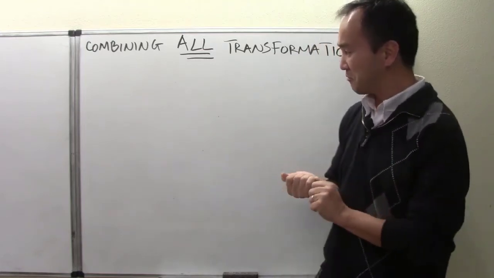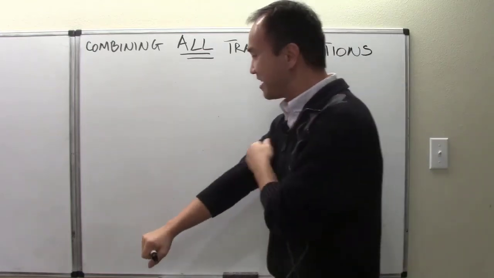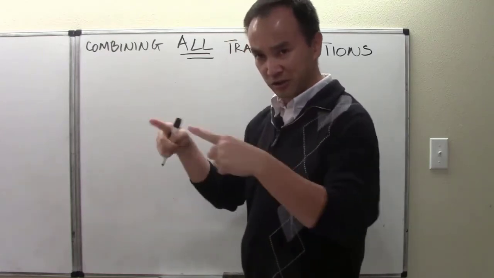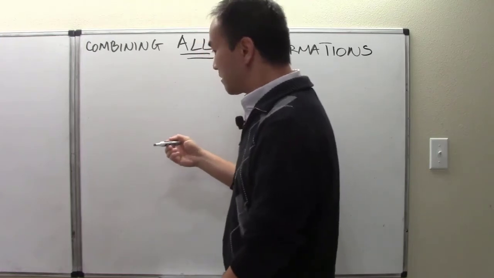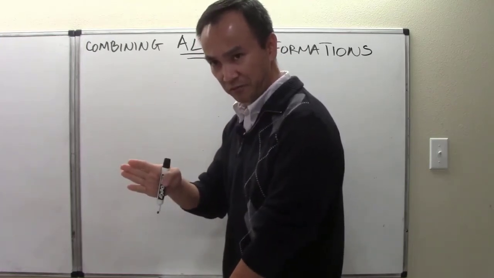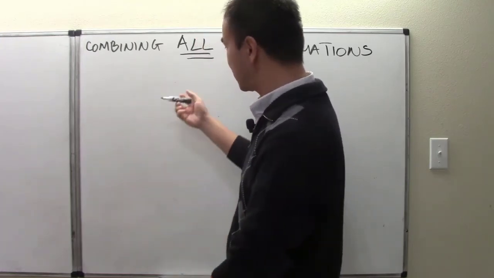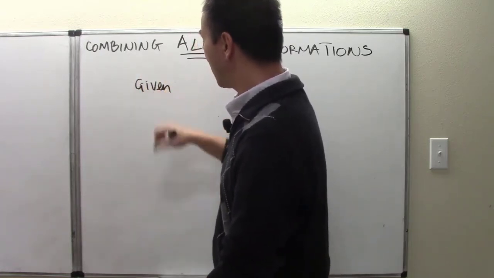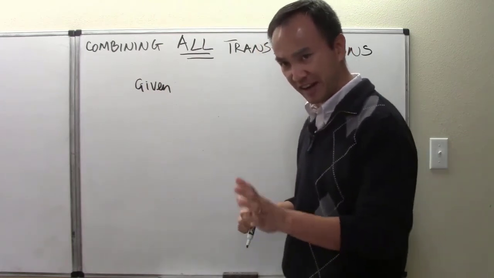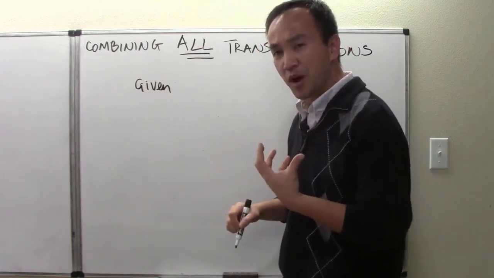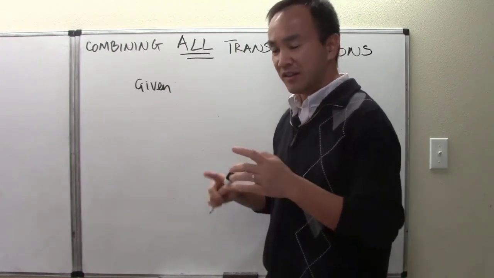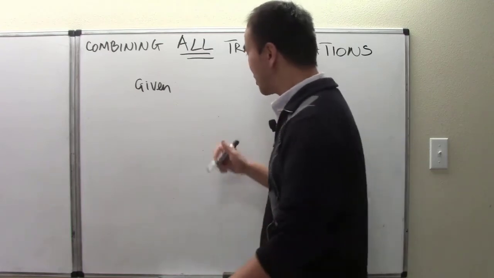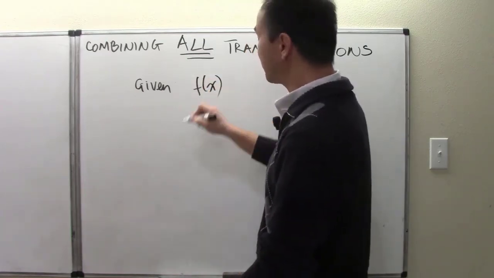So now I just need to point out a quick summary of what we're doing. Recapping what we've done, basically what I want to point out first before we head into it is how we can recognize that it's time to put all of the transformations together. Okay, so let's say we have a function f of x.